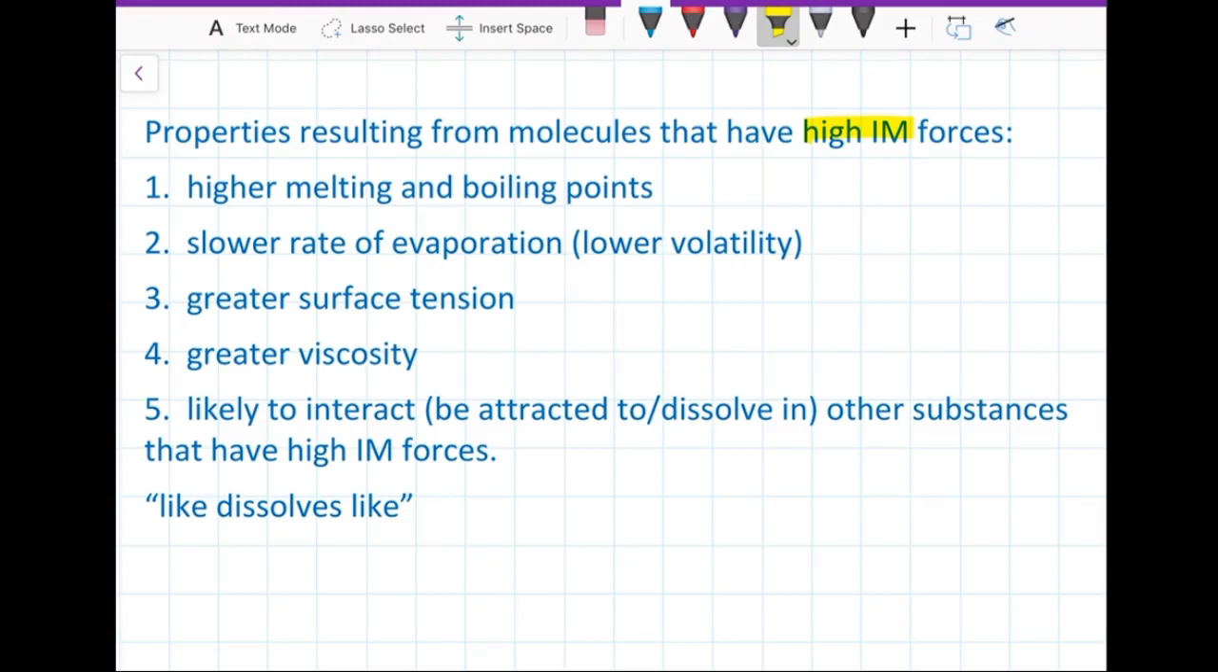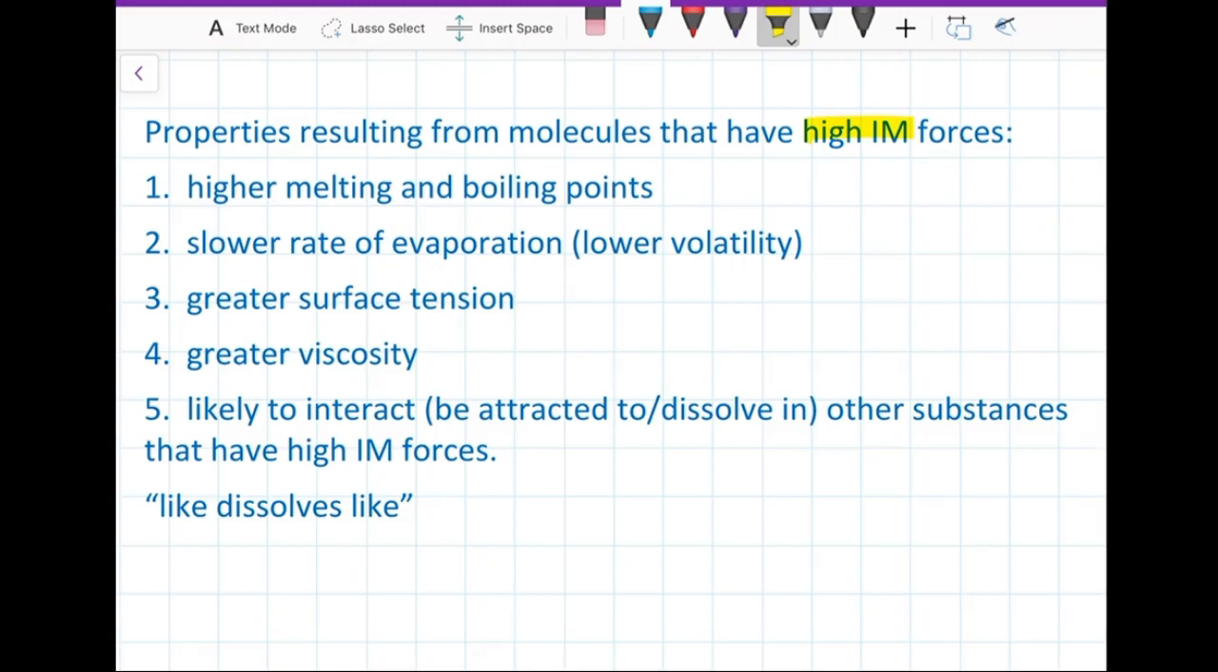Viscosity is just basically like resistance to fluids flowing. So if you think about maple syrup, it has really high viscosity. So it doesn't flow very well. And if you have high intermolecular forces and the molecules are attracting each other really well, then you're going to have a lot of viscosity.